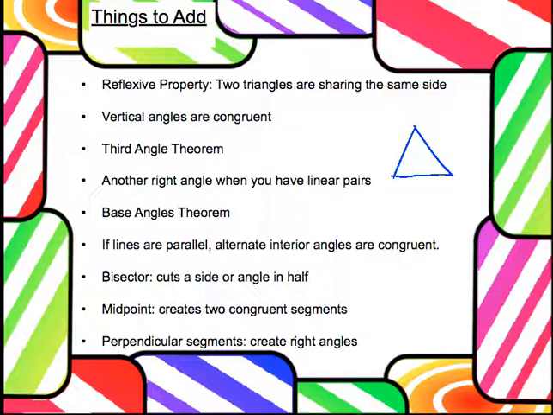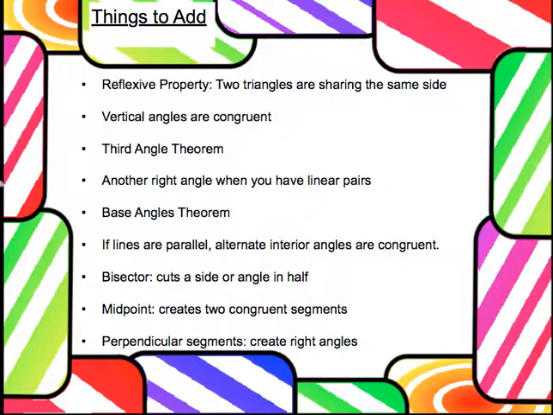Base angles theorem, actually, I could keep this triangle. It happens a lot where you have this congruent to this. Ignore the fact that it's cut into two triangles. If you just look at the big triangle, base angles theorem says on isosceles triangles, these two would be congruent because those are base angles in this isosceles triangle.